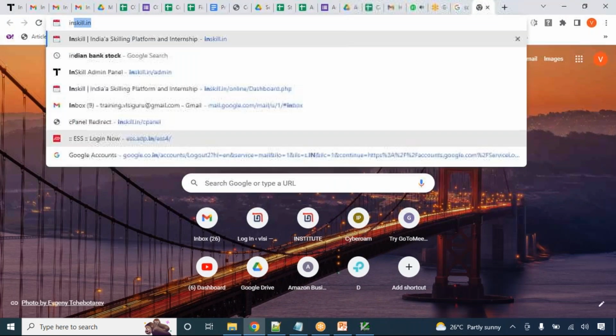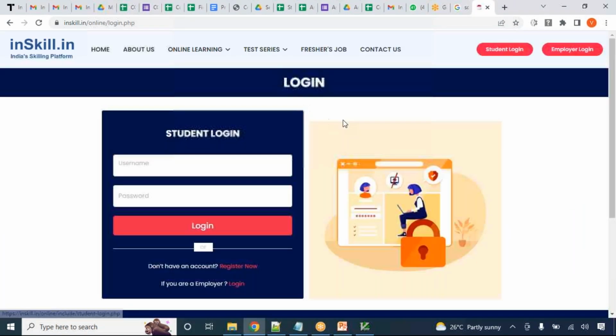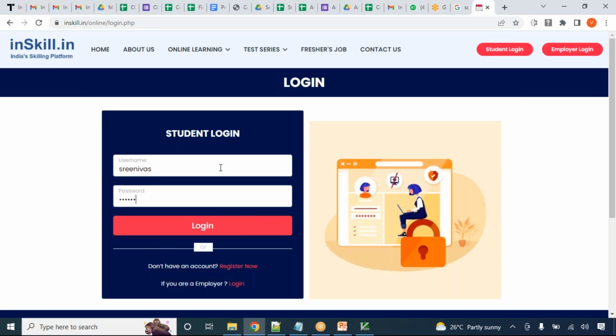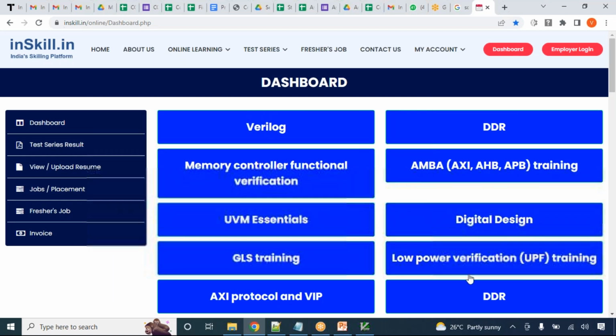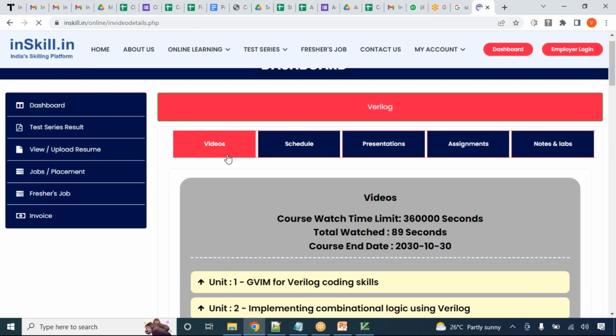We have one learning portal at skill.in. There you will be given a login. Once you log in, you will have access to the courses. Let's say I go to the Verilog course. In the Verilog course, you will get access to the videos from the ongoing batch. Whatever the ongoing batch is, you'll get access.